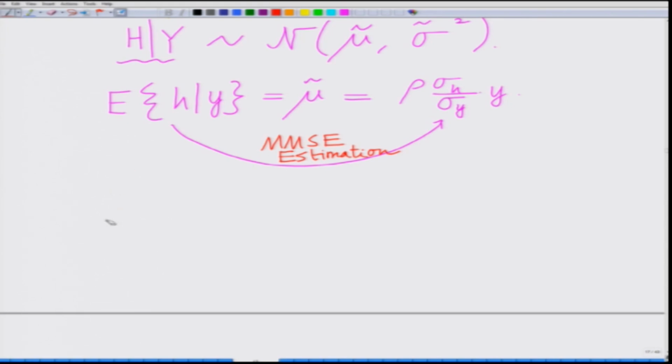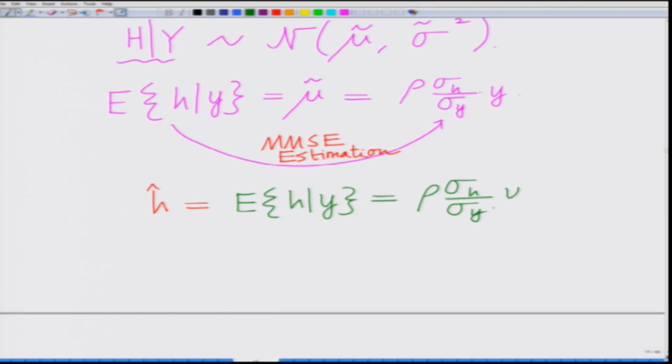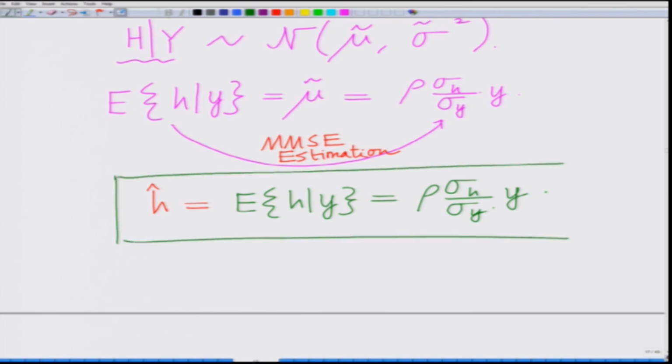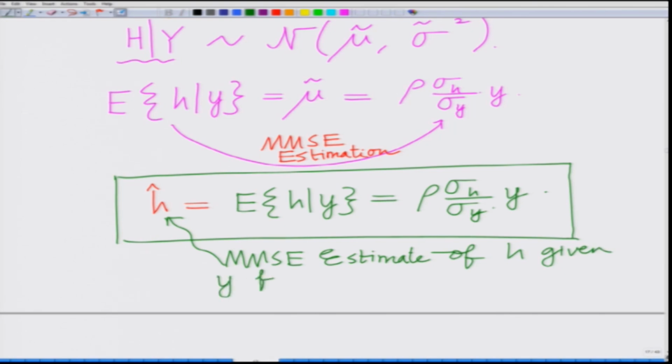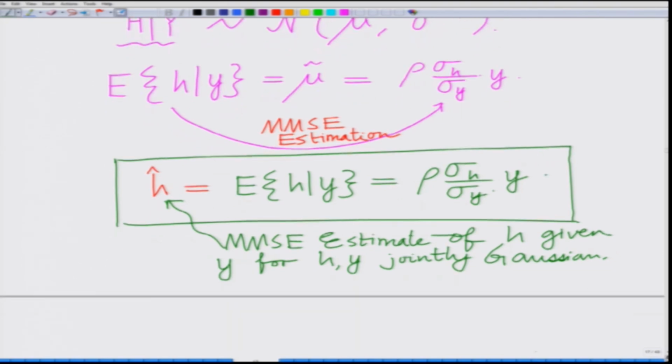So, this says that the MMSE estimate h hat equals expected value of h given y equals rho sigma h divided by sigma y times y. This is the MMSE estimate of H given Y for H comma Y, that is the parameter and the observation, when the parameter and observation are jointly Gaussian random variables, all right.